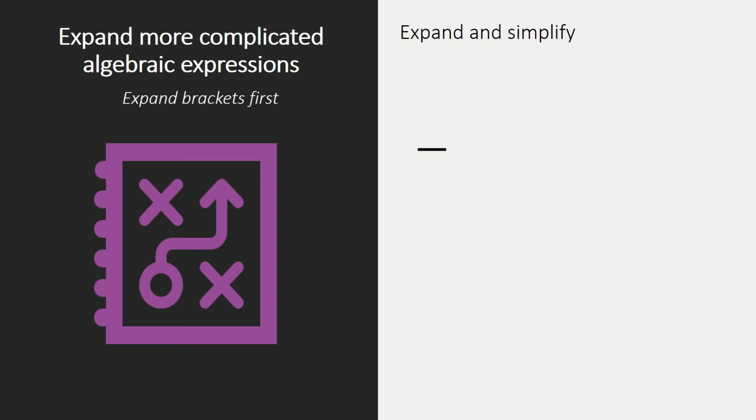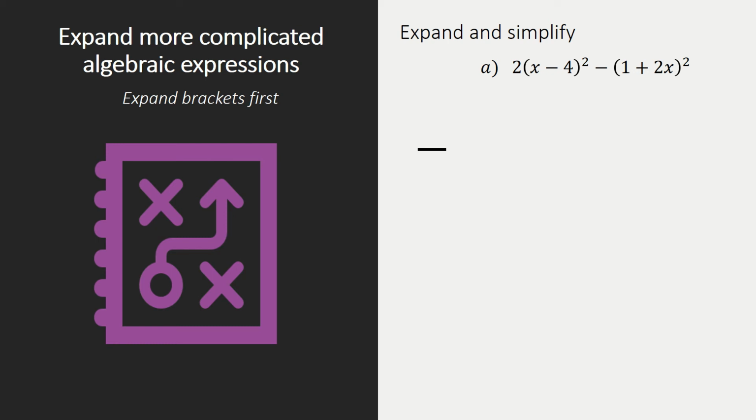So expand and simplify. Our first question: 2 times (x minus 4) squared, minus (1 plus 2x) squared. So now copy this example and try it yourself. Please pause the video. Alright, so let's check if you did it correct or not.